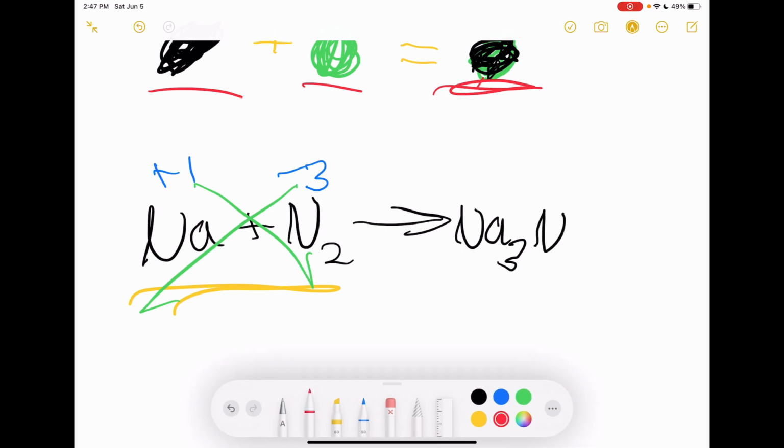Our equation here is not balanced. We have 3 sodiums over here, but we have 1 over here, and we have 2 nitrogen over here. We have 1 over there. It's not balanced, so we have to make it balanced. 3 sodium over here, 1 sodium over there.